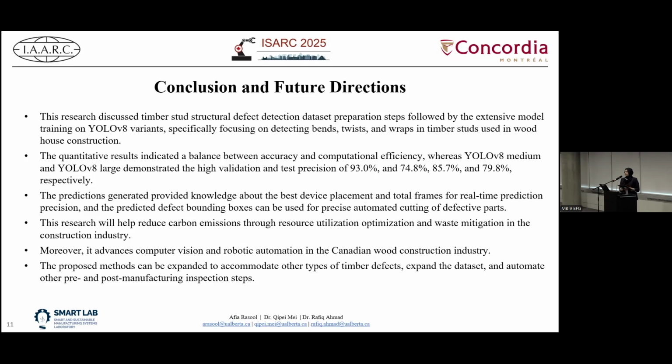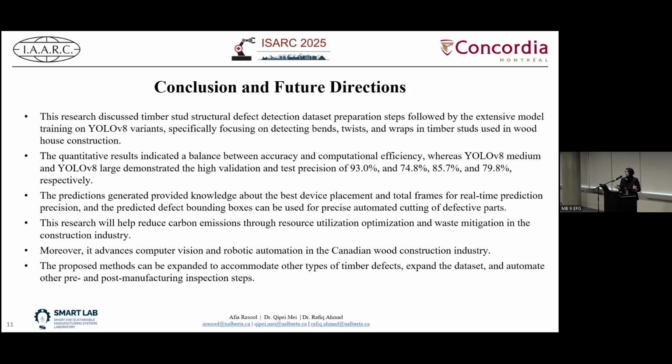So this research is very important in a sense that we want to mitigate and eliminate the waste, because right now what's happening in the industry is that of course there is a time wastage and also there is a material wastage when they find that the stud is not usable.